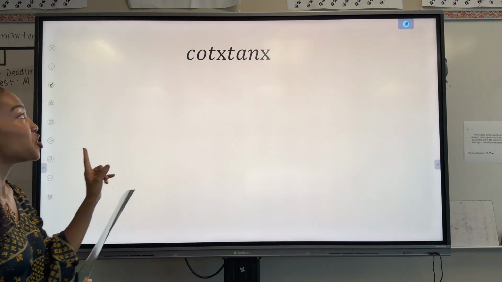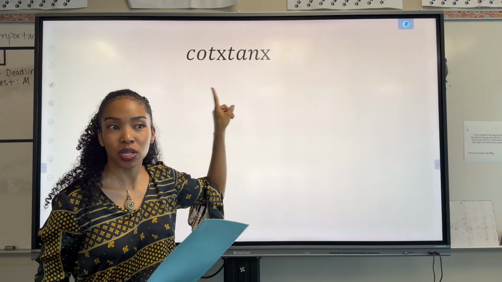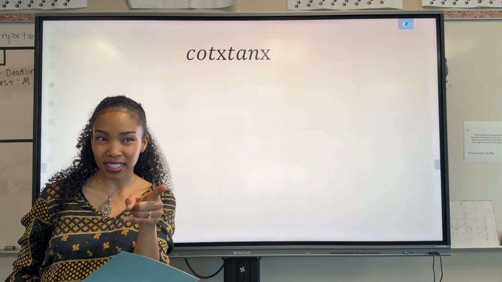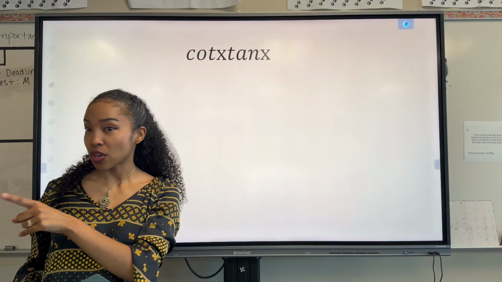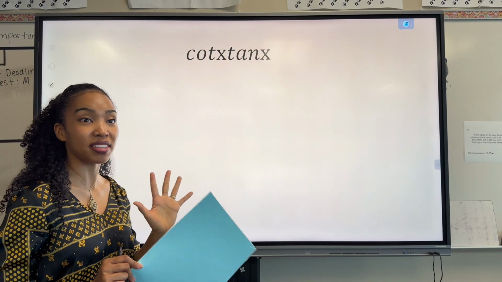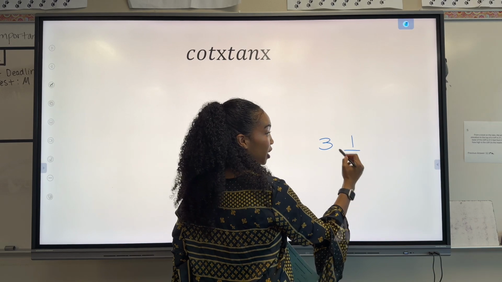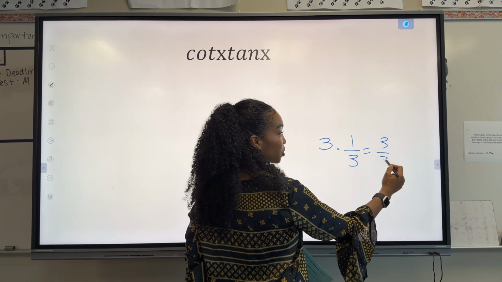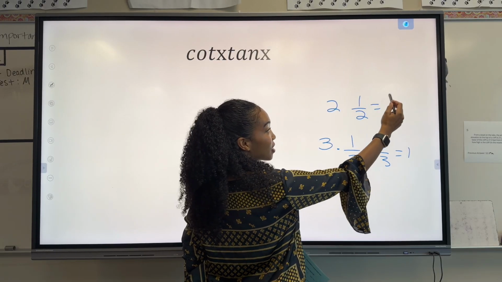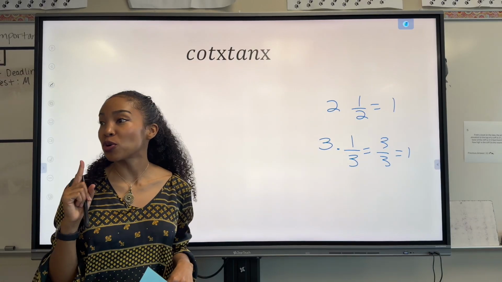I have cotangent x and tangent x. Do you guys know the relationship between these two trig functions? They're opposites. What's another word for that? They're reciprocals. When you multiply reciprocals together, it equals 1. Let me give you a standard example. The reciprocal of 3 is 1/3. And if you multiply it, you get 3 over 3, which is just 1. The reciprocal of 2 is 1/2. That simplifies to 1. Same thing here. These are reciprocals. It's going to simplify to 1.